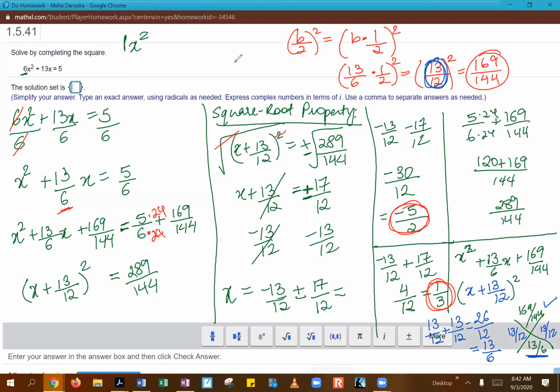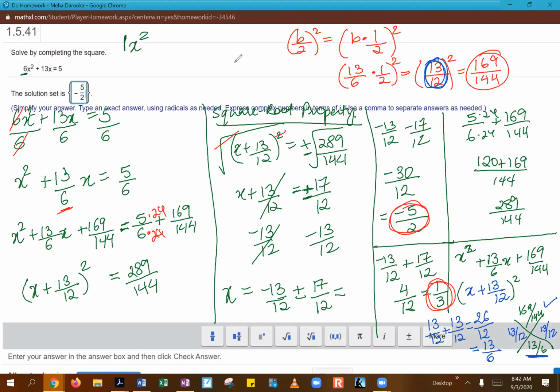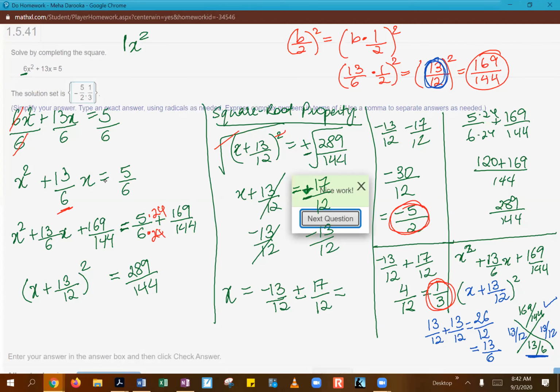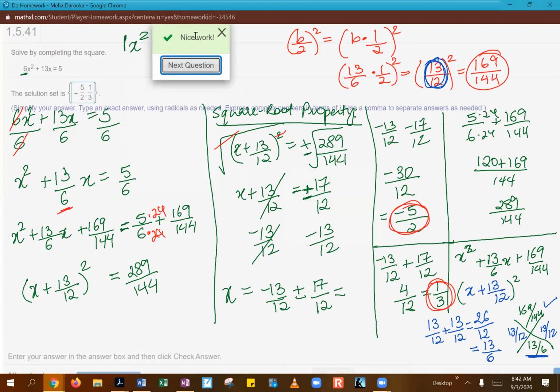Alrighty, so let's go ahead and type our answers in over here. So we'll do negative 5/2 and positive 1/3. And let's see, what does my math lab say? Okay, there you go. So positive 1/3 and negative 5/2.